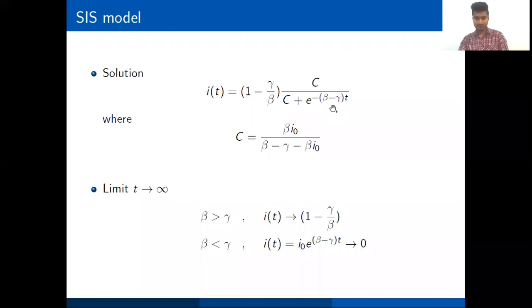Now, if you notice beta minus gamma, what that suggests is that if beta is greater than gamma, beta is the infection rate, and gamma is the recovery rate. So the infection rate is more than the recovery rate.